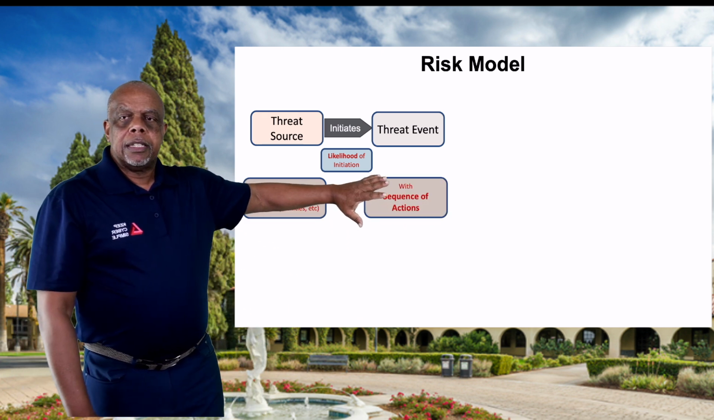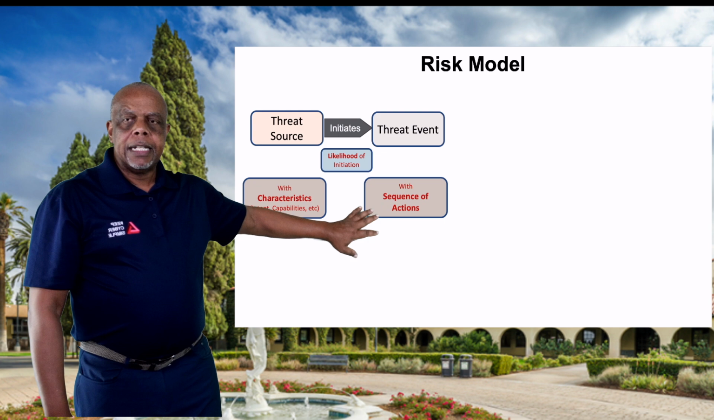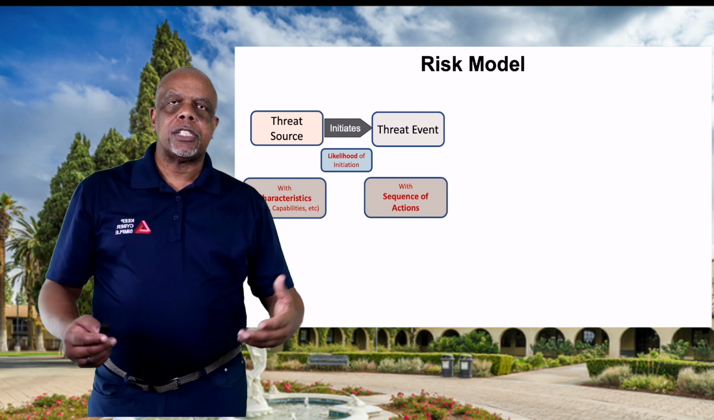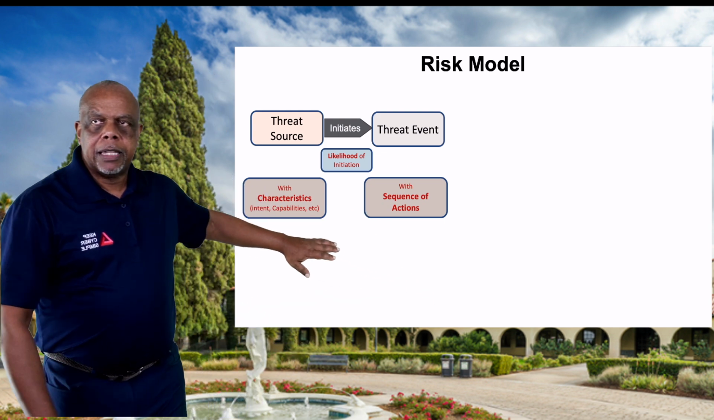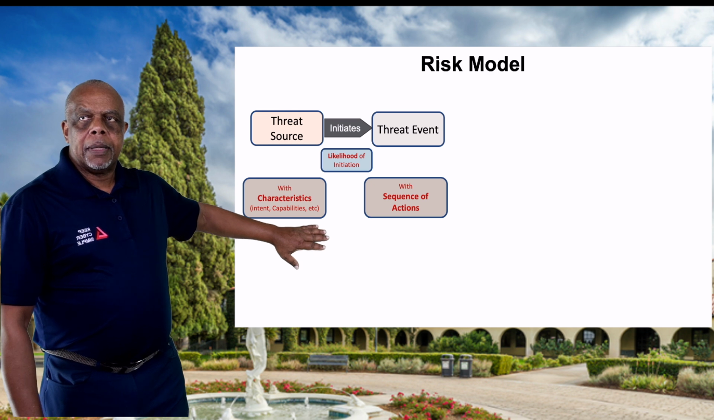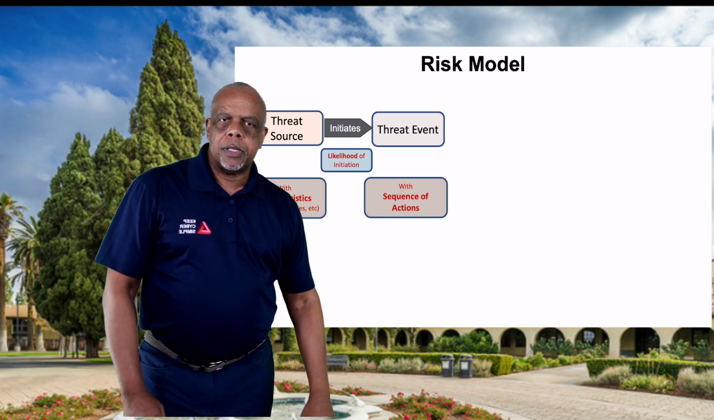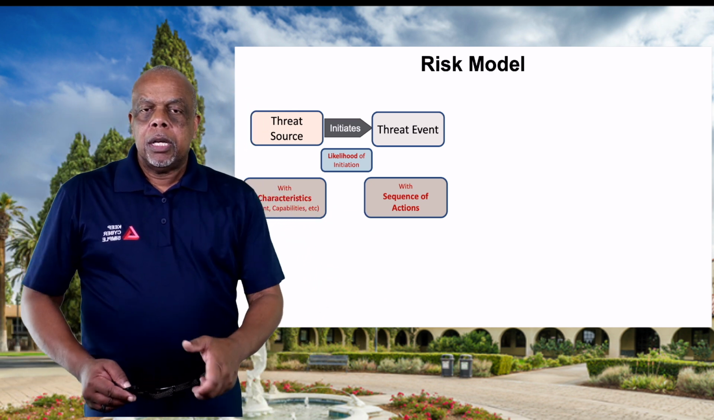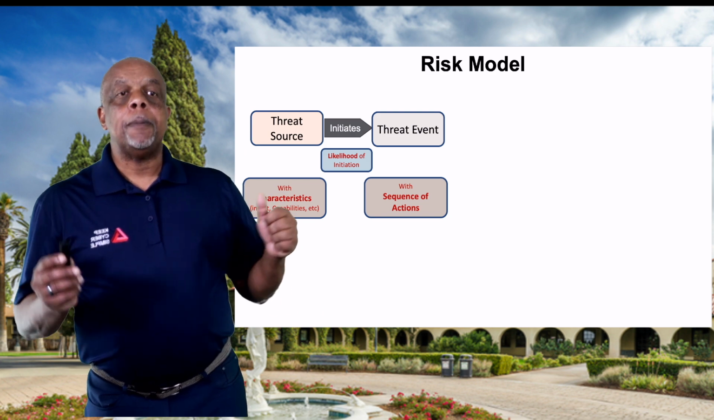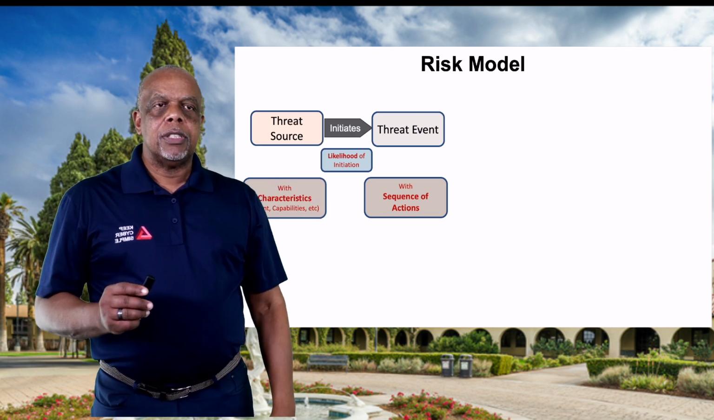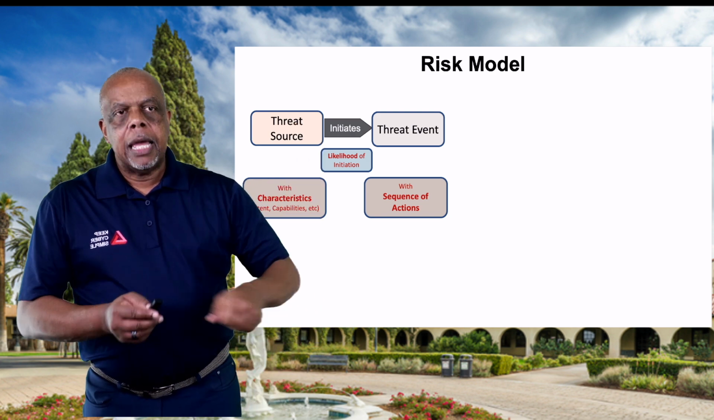So now, let's say the likelihood is there. Now this threat event is going to have some type of sequence of action. Something's going to happen. The threat source has capabilities. It's going to come up to your door, shake the knob, shake the door, peep in the window. That's the sequence of action. Then it's going to take a screwdriver out of the pocket and break into the door.